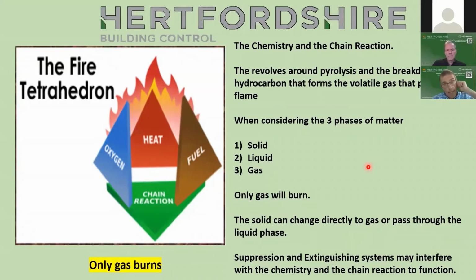Just a little bit more, the chemistry in the chain reaction effectively revolves around pyrolysis, and pyrolysis is the breakdown of the surface of the hydrocarbon, and that produces a volatile gas, and it is the gas that produces the flames. We've got three phases of matter: solid, liquid, and gas, but only gas will burn. So most of the time, the solid will go to liquid, and then the liquid will go to gas, and the gas will then ignite. There are certain situations where it goes straight from solid to gas. That's called sublimation, and it's not that common.